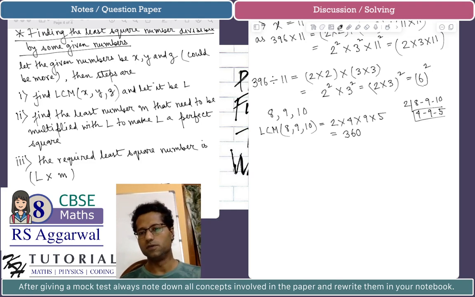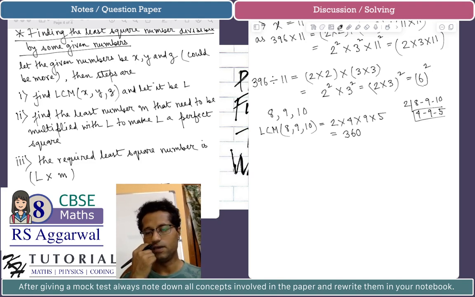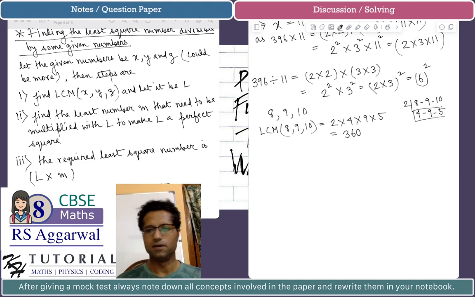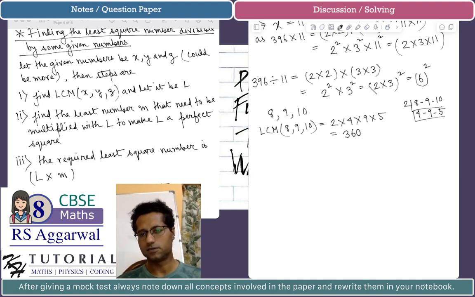Now the job is, how can we convert 360 to a number which is a perfect square by multiplying it with a smallest number. The question boils down to what will be the least number which we need to multiply with 360 so that the result will be a perfect square.